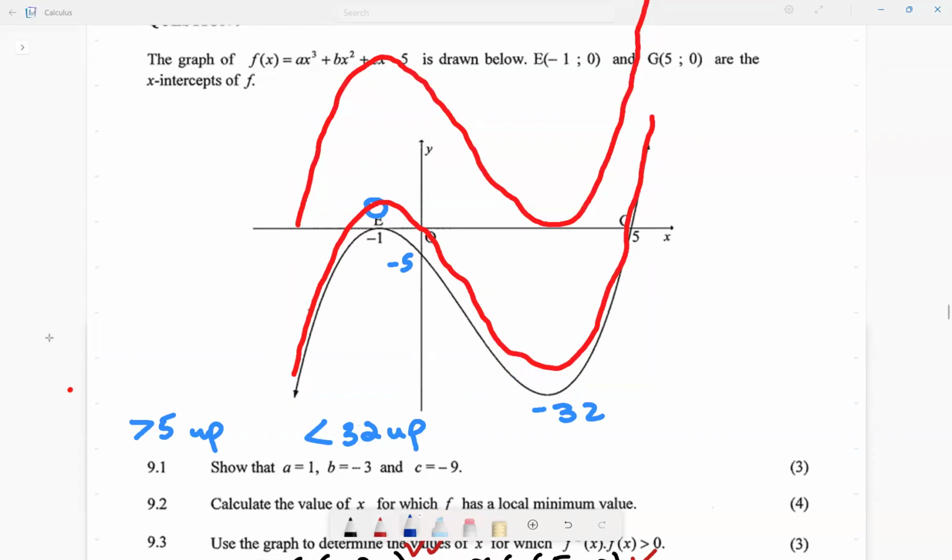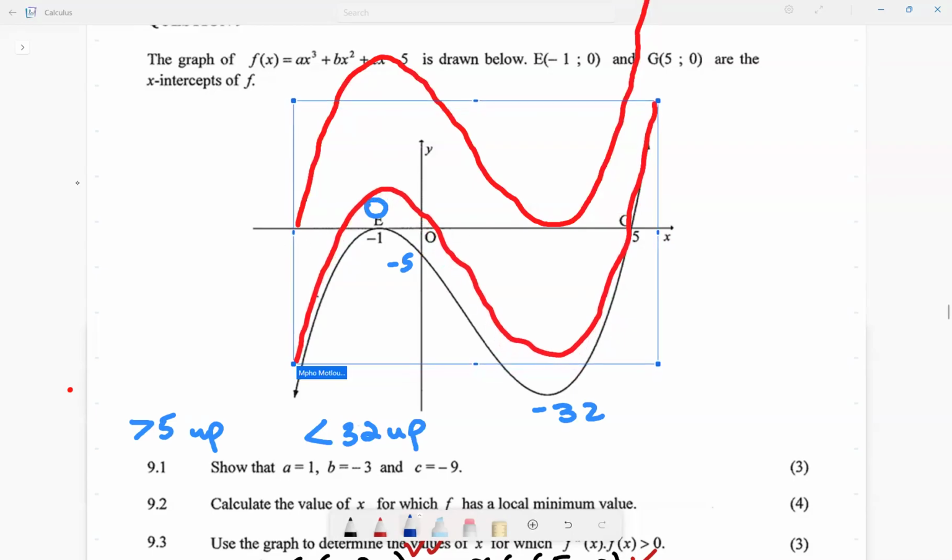It had one negative and one positive when it was exactly 5 units upwards. But now when I moved it further than 5 units, it started having one negative and 2 positives. So it means now I should move more than 5.